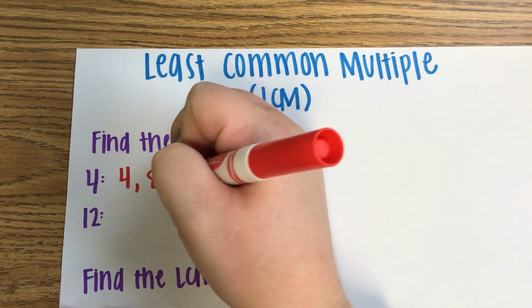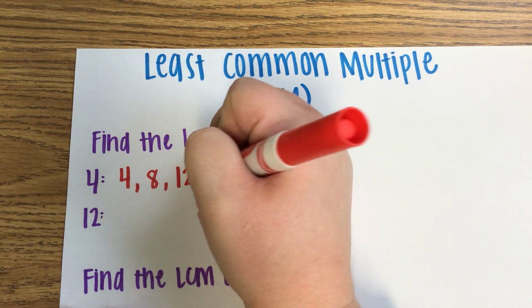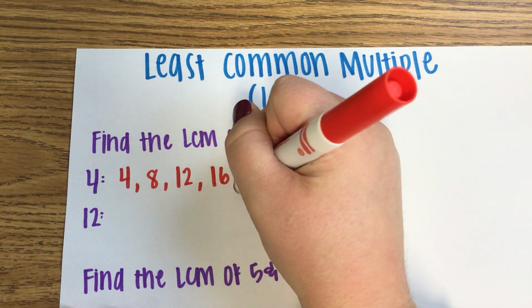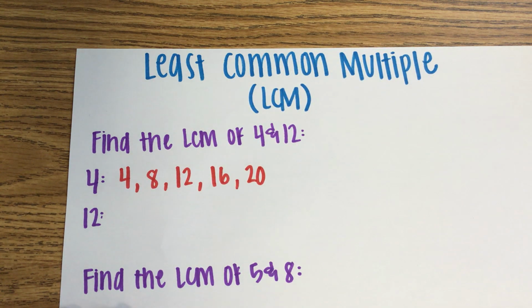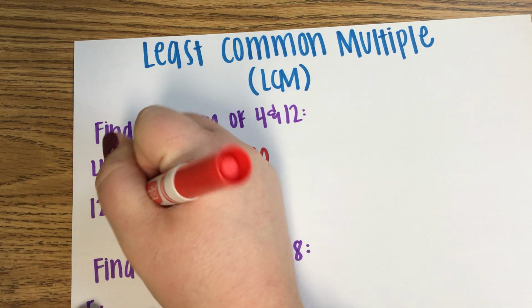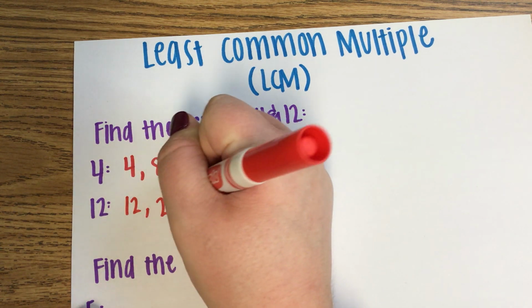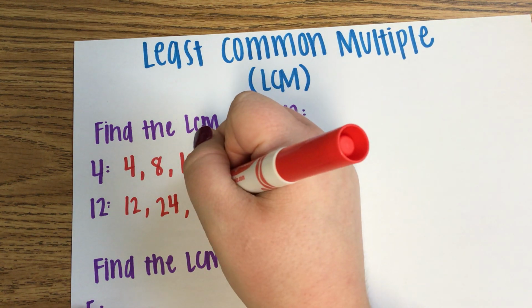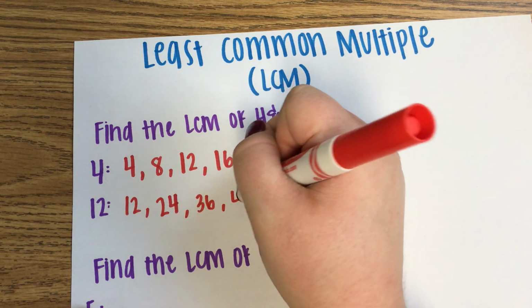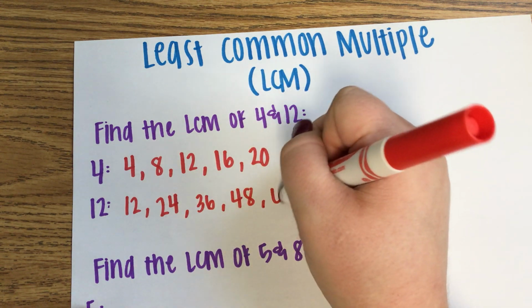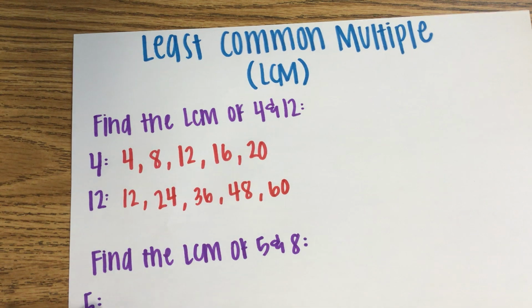4, 8, 12, 16, 20. I'm going to stop because there's 5. Down here, 12, 24, 36, 48, and 60. Again, I'm going to stop because there's 5.